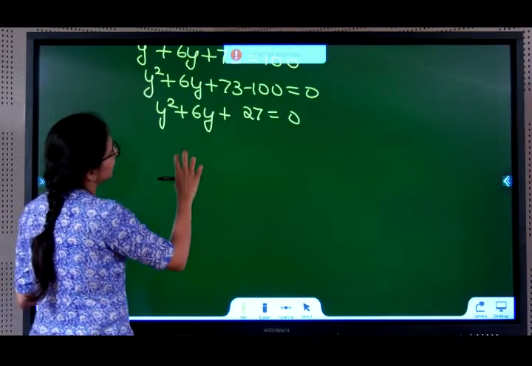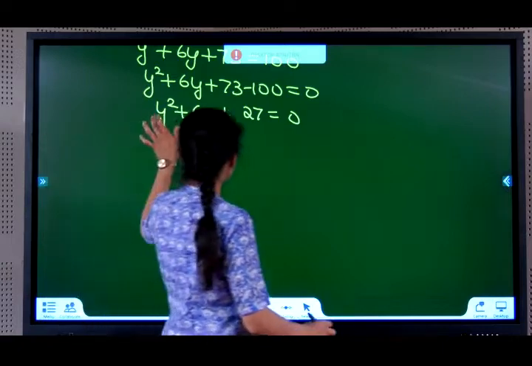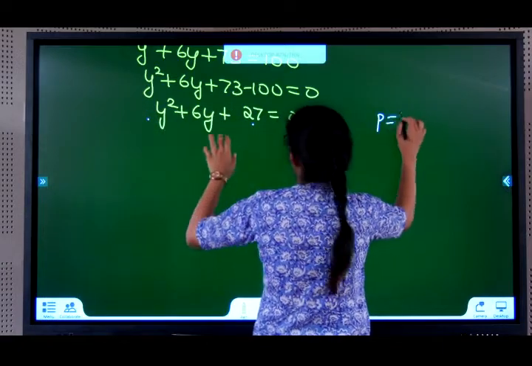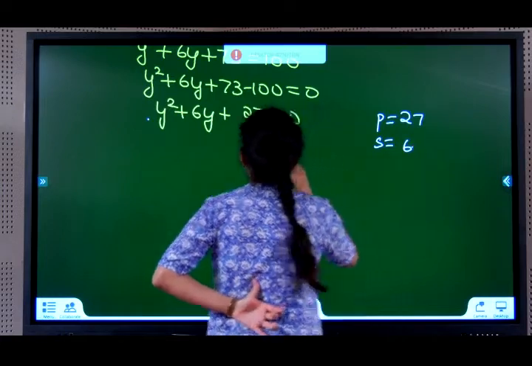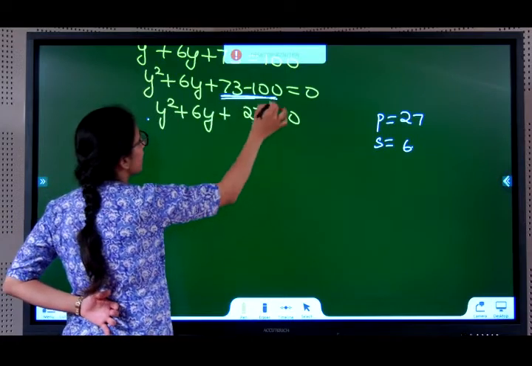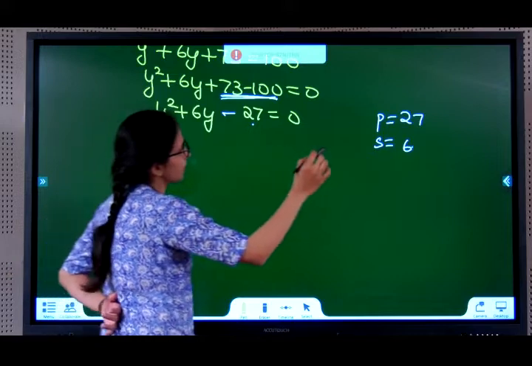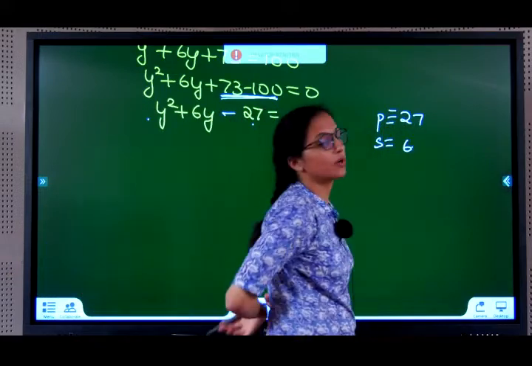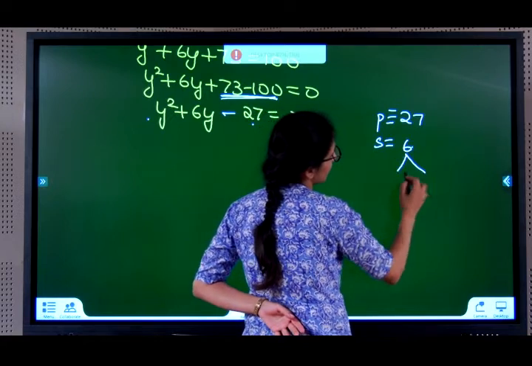You will all know splitting the middle term or the quadratic formula method. Use either method. The product is 27, or minus 27? 73 minus 100, this is a negative sign, 100 is the bigger number. So this is minus 27. So the product has to be minus 27 and the sum has to be 6. So how can we do this?